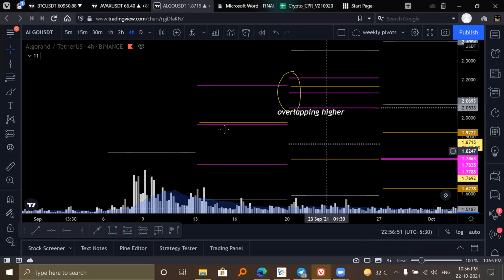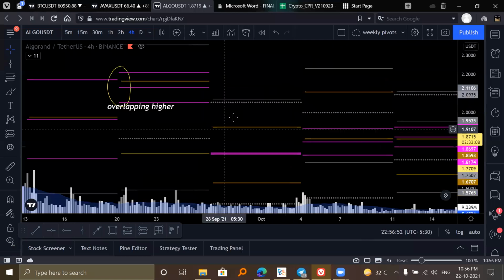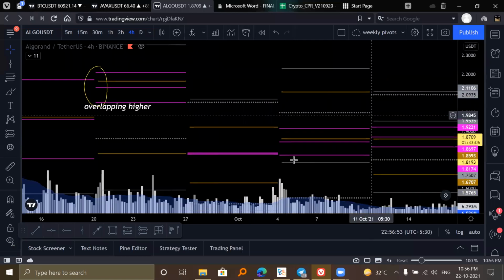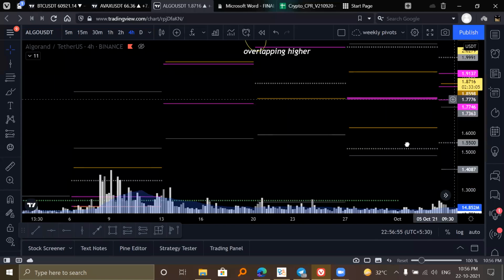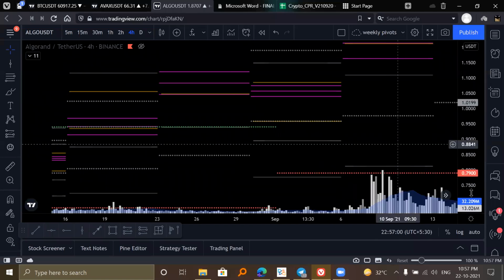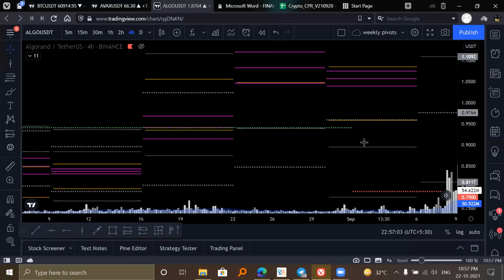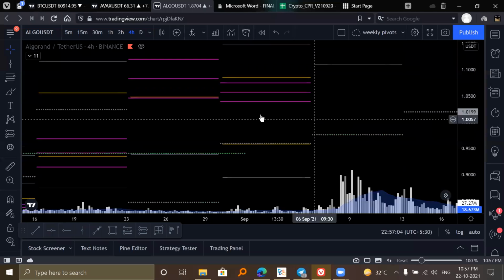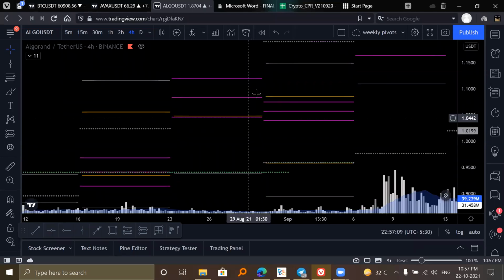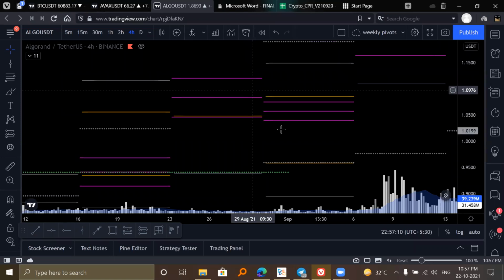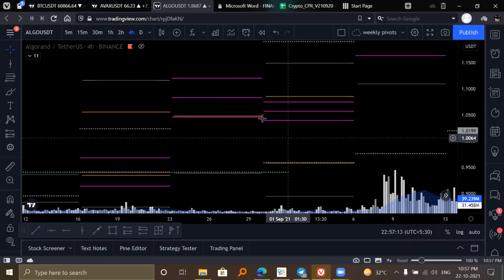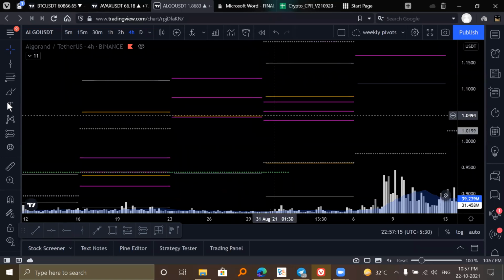Overlapping higher. And overlapping lower, let me show it. This is the overlapping lower. See, this week's CPR is overlapping last week's CPR, but in a lower form. That is lower order.